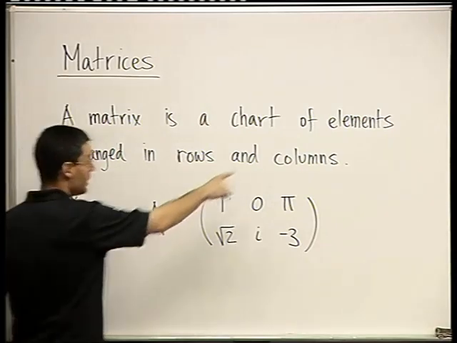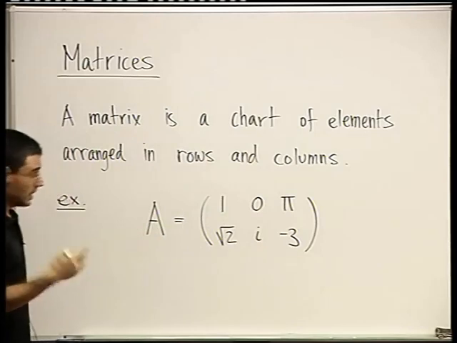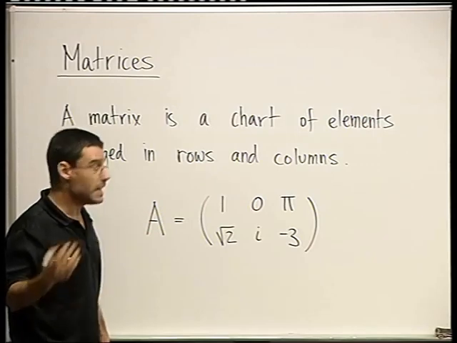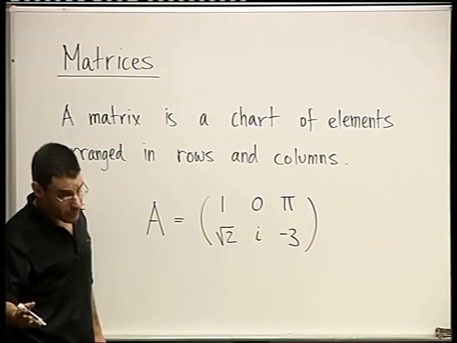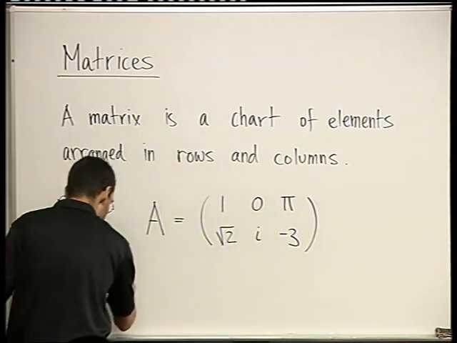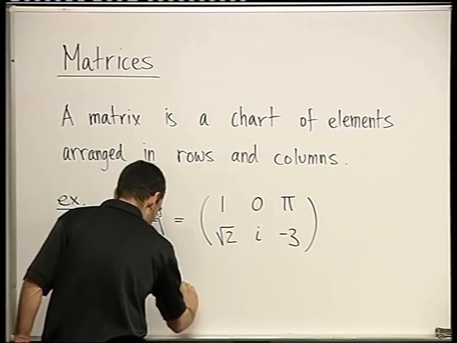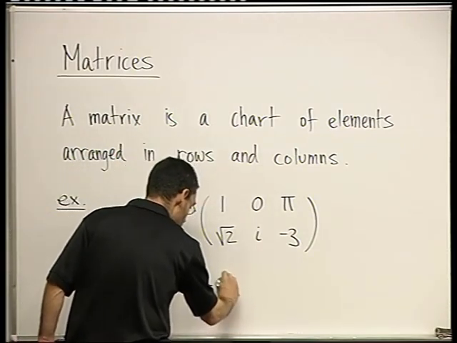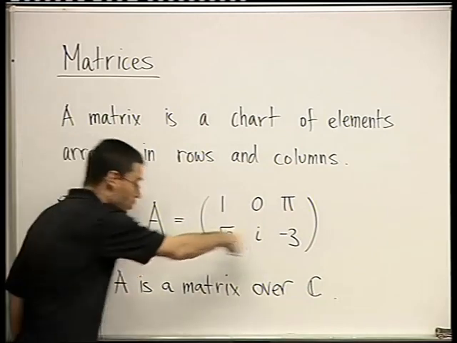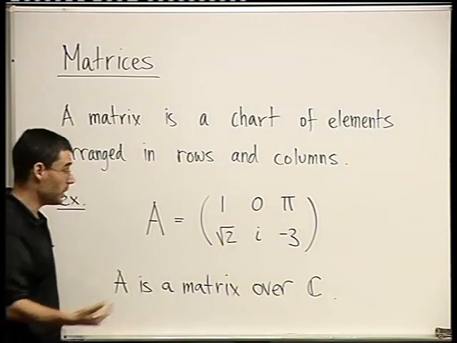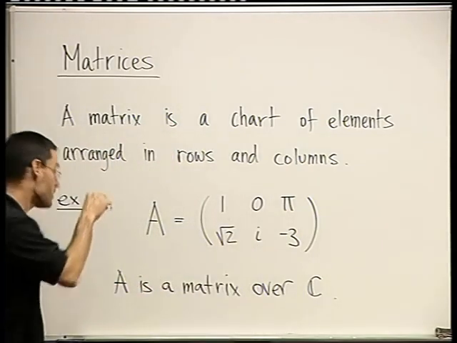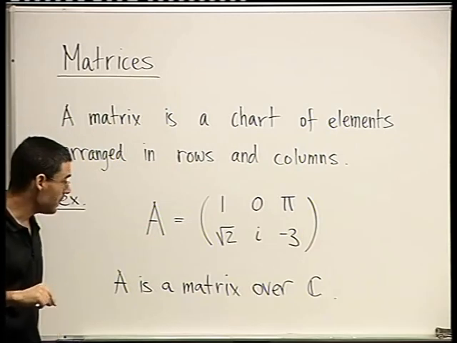The entries, the elements, are in this course always going to be numbers, and they're always going to be taken from some field. In this course, either the reals or the complex numbers. So this, for example, is a matrix over C. A is a matrix, and the term we use is over C. Over C means where the entries are taken from. And we know it's over C because there's an i here. So we can't say that this is just a real matrix, it's a complex matrix. Clear, everybody?